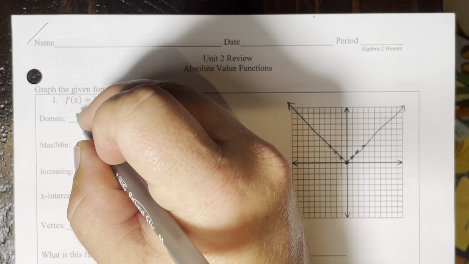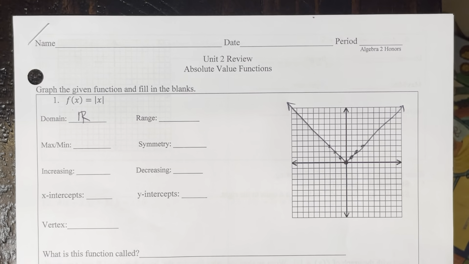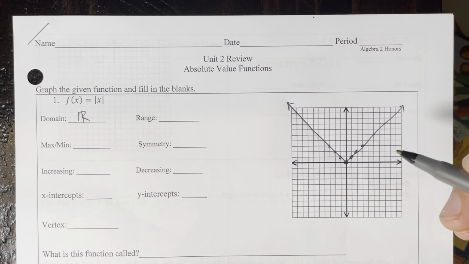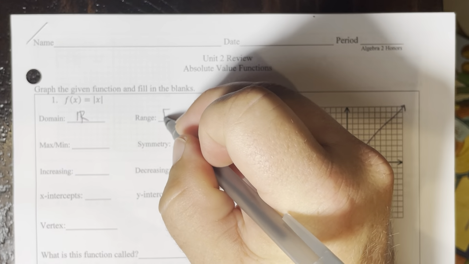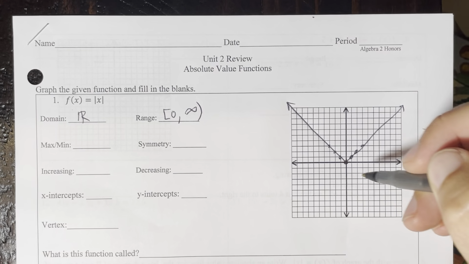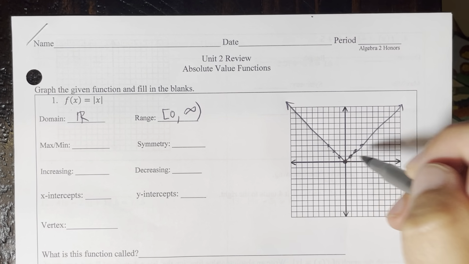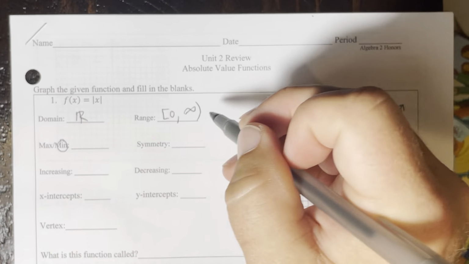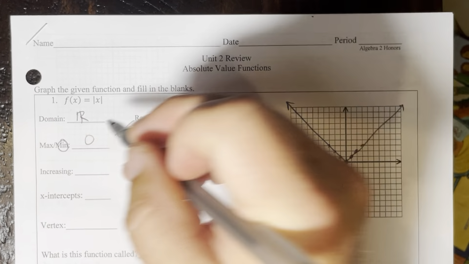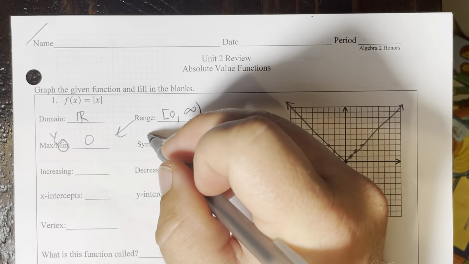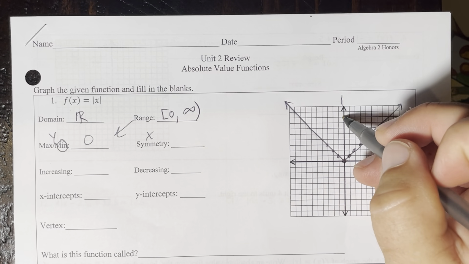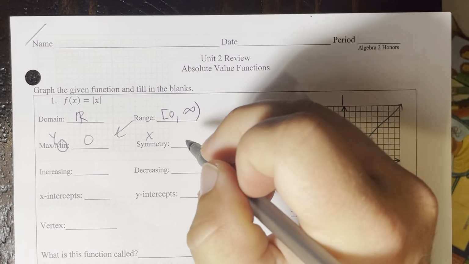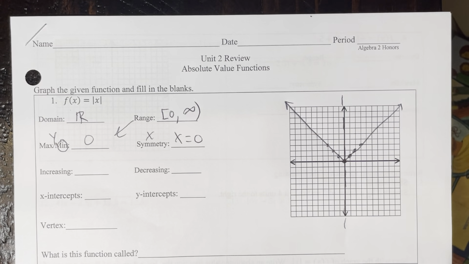My domain is all real numbers throughout every absolute value function that we're doing. My range, the lowest value is 0, and it goes all the way up to infinity. This one has a lowest point, so a minimum, and it feeds off that range of 0. Feeds off that y value. My symmetry feeds off the x value. It's where the V is cut in half. And so my symmetry is x equals 0.